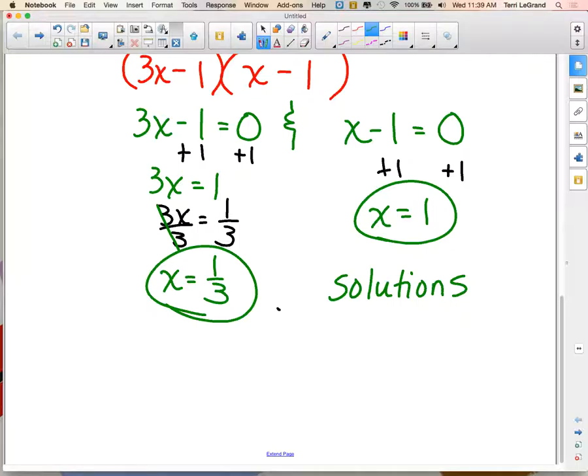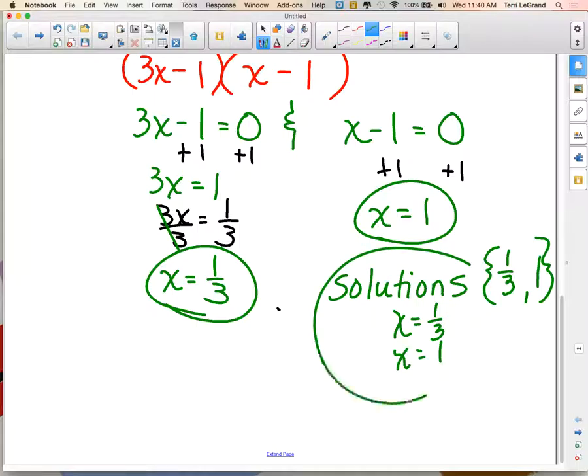If we want to write them together, we have to use what's called set notation like this. We would have to say 1/3, 1, the set of solutions. Or you could just write the solutions are x equals 1/3 and x equals 1. So don't be putting them in parentheses. I'm starting to see that happen. This is ordered pair 1/3, 0, and ordered pair 1, 0, not ordered pair 1/3, 1. Okay? Questions?